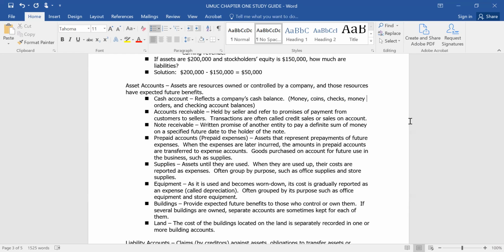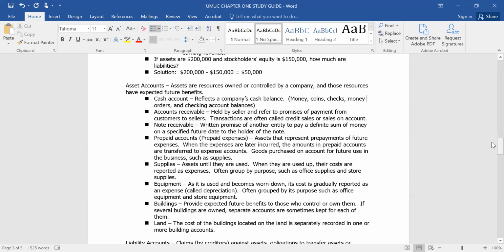Supplies, those are just basically assets you have. It's very small things, maybe paper and pens, things like that. And it's considered an asset until you use it. Once you use the supply, it becomes an expense. But until you use it, it's an asset.